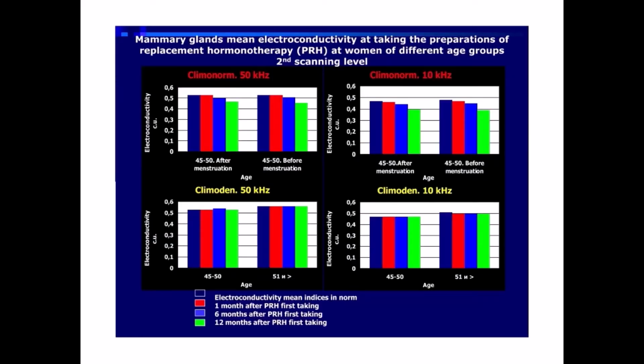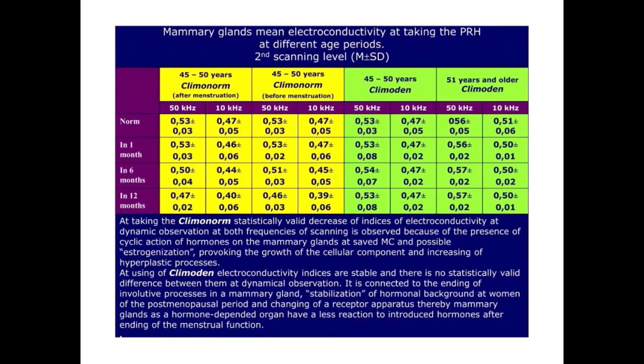Mammary glands mean electroconductivity when taking preparations of replacement hormonotherapy, PRH, in women of different age groups. Second scanning level, mammary glands mean electroconductivity when taking PRH at different age periods. Second scanning level, plus or minus SD.